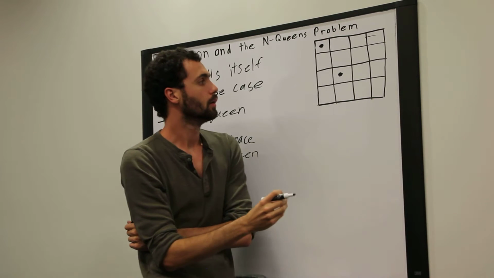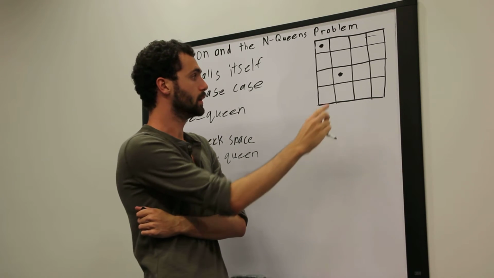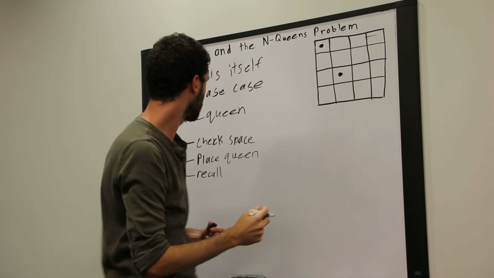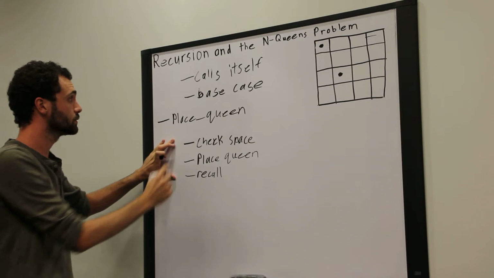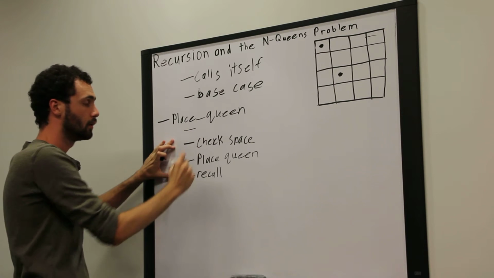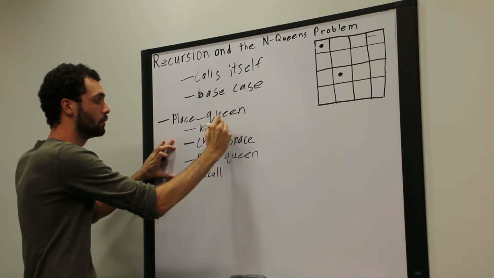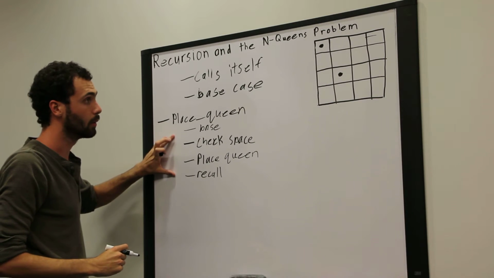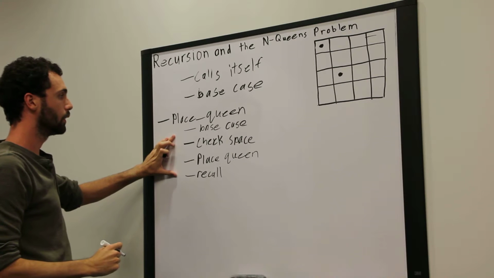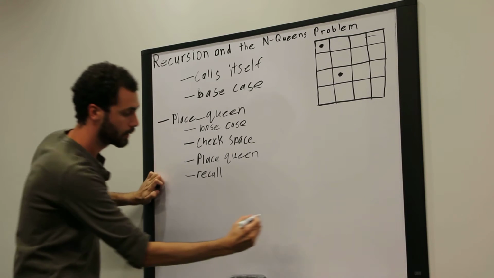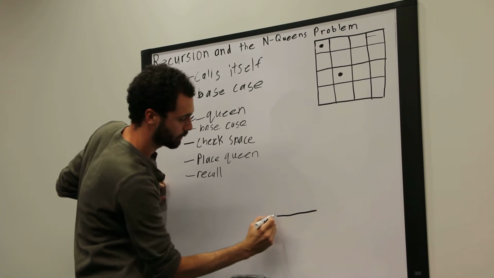So, we need to backtrack. But this function doesn't have any way to backtrack yet. So first we'll need to put in a base case. We need to terminate this program when we hit our fourth queen. And then we'll need to make use of the stack.